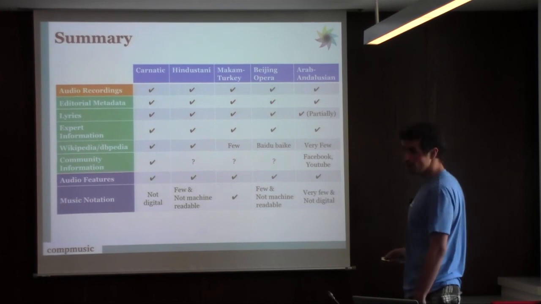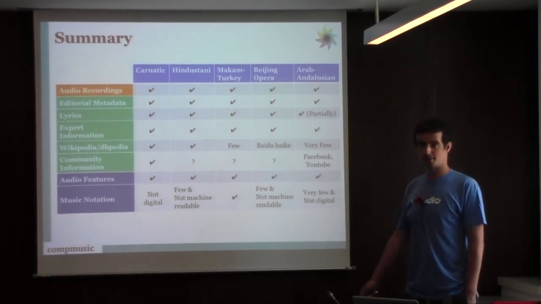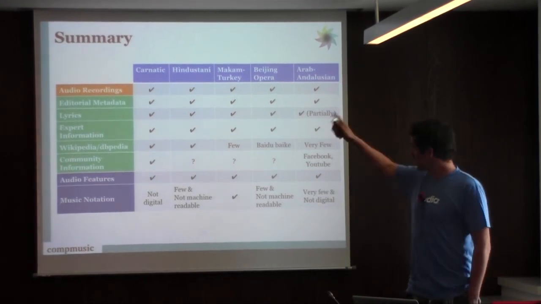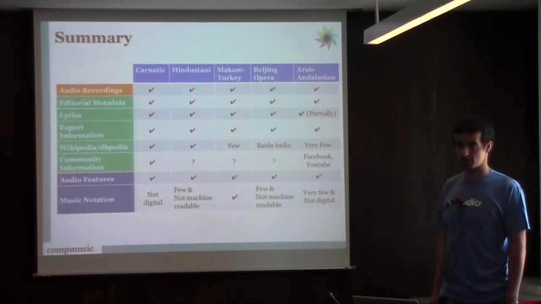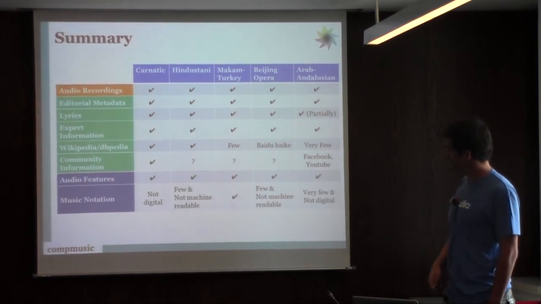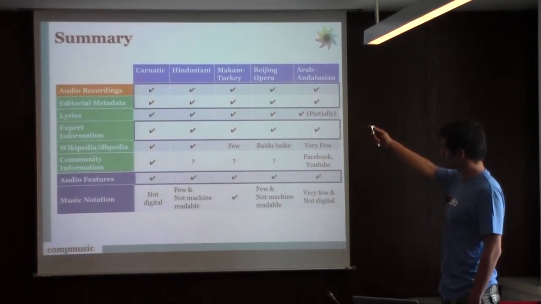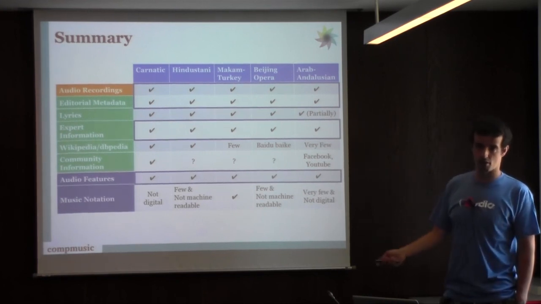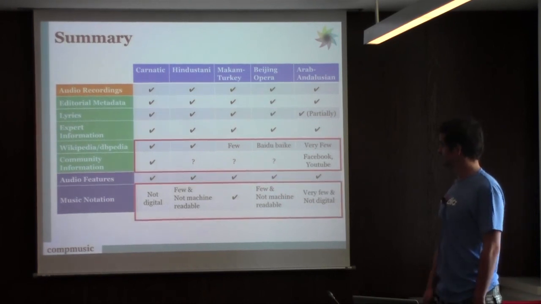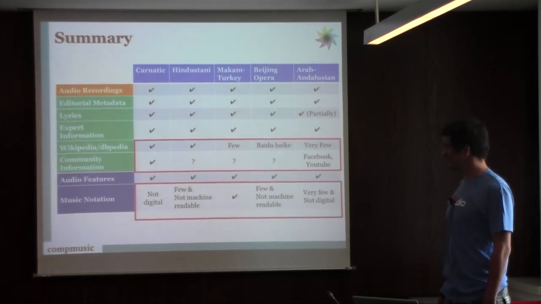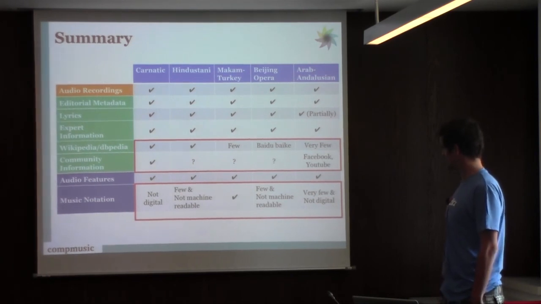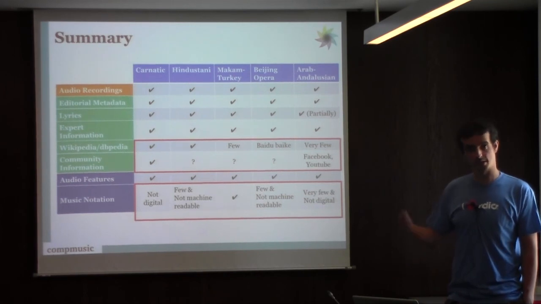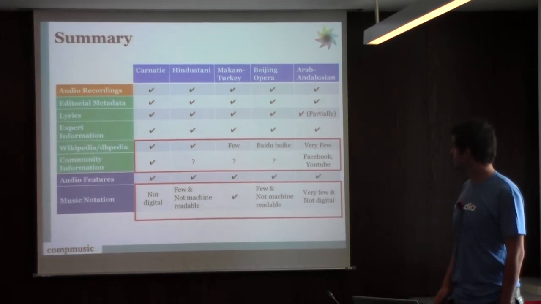Finally, this is a summary of all the data sources that we use and how much we have in the different musical cultures that we're studying. As you can see, for example, for audio recordings, editorial metadata, expert information, we have enough information for all the cultures. Whereas for the community information and the music notation, there is very, very few information, and unfortunately we cannot use this information in the study of those musical cultures.